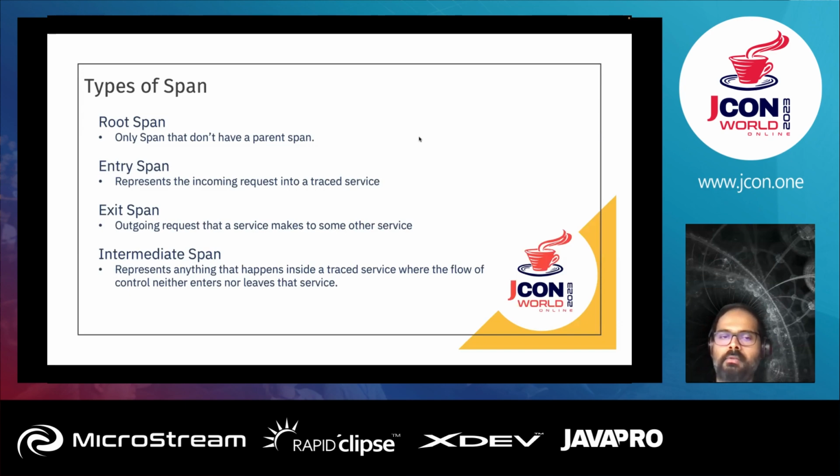An intermediate span is something which lies within the service itself. It is not making any external call, but it is lying within the service itself. Like if it calls a function, and if that function is traced, then that is an intermediate span because it is not going out of the service. It is within the service itself. So these are the terminologies which we have to be very familiar with before we move further.